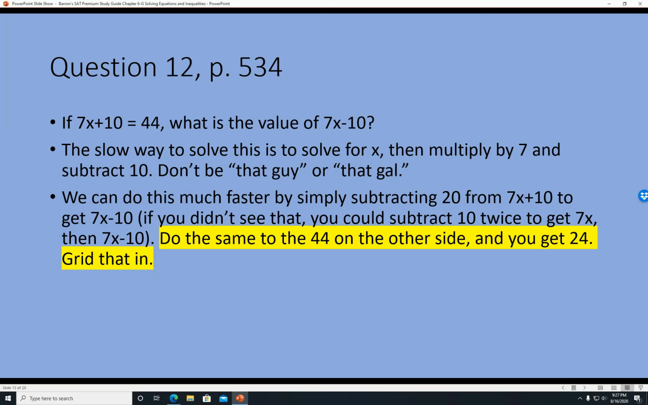Okay. Question 12, page 534. 7x plus 10 equals 44. Then what is the value of 7x minus 10? All right, the slow way to solve this, I think Princeton Review calls this the Joe Bloggs way. It's their hypothetical, imaginary student who, Joe's a good guy, does things the way that his math teacher taught him to, but that's not always the best way to do it on the SAT or ACT or whatever test you're taking.